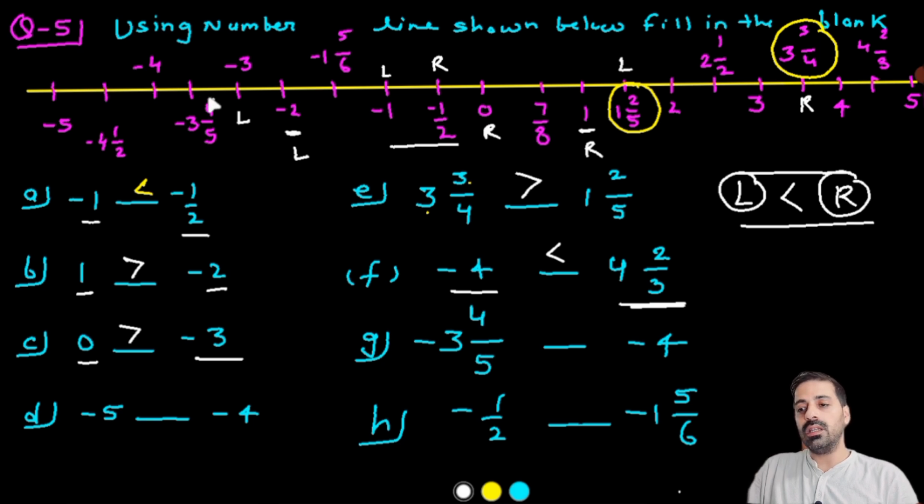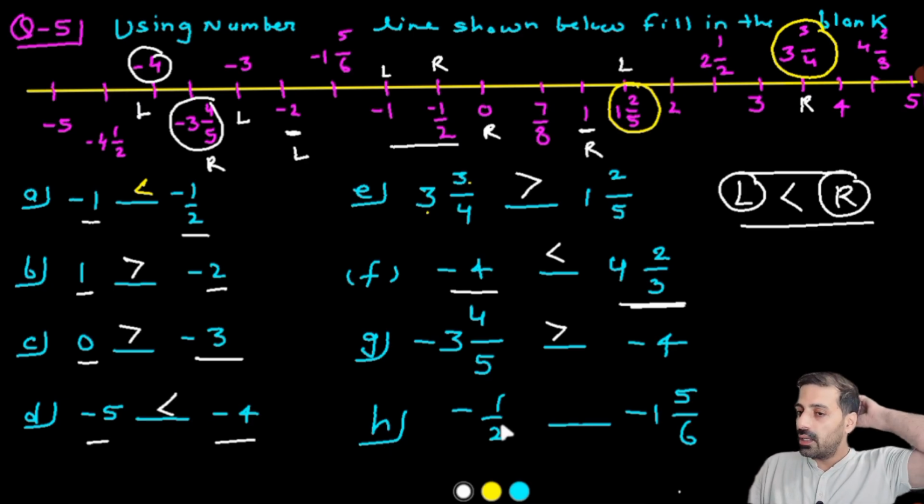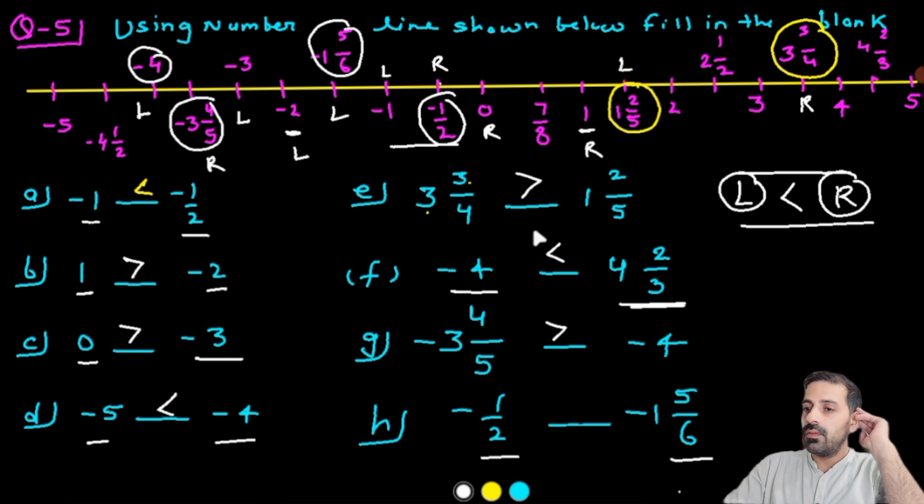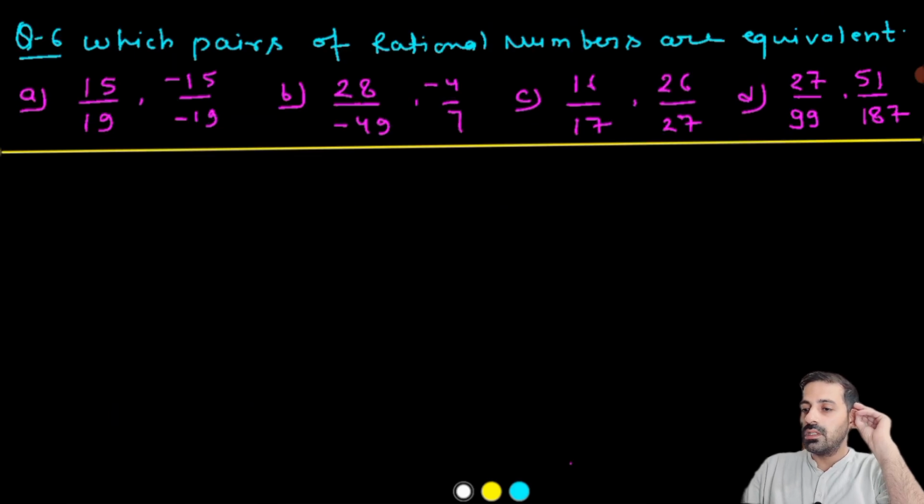Now here negative 3 to 4 by 5. Here is the negative 3 to 4 by 5 and negative 4 is here. So you can see negative 4 is on the left and negative 3 to 4 by 5 is on the right. The number which lies on the right is greater. This number is greater here. Negative 5 and negative 4, negative 4 is on the right, so it is greater. Negative 1 by 2 and negative 1 to 5 by 6. Negative 1 by 2 is here and negative 1 to 5 by 6 is here. It is on the left and it is on the right, so this number is greater here.